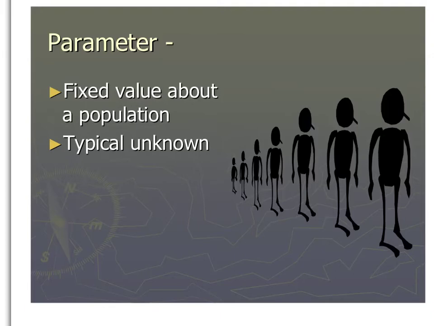A couple of definitions to get us started with. A parameter is a fixed value about a population. And remember, the population is the entire collection of data that we're talking about. Typically populations are unknown because it's hard to get data for every single value that may exist, which is why we use samples. But parameters are for populations, and you can remember that because parameter starts with a P, and so does population.